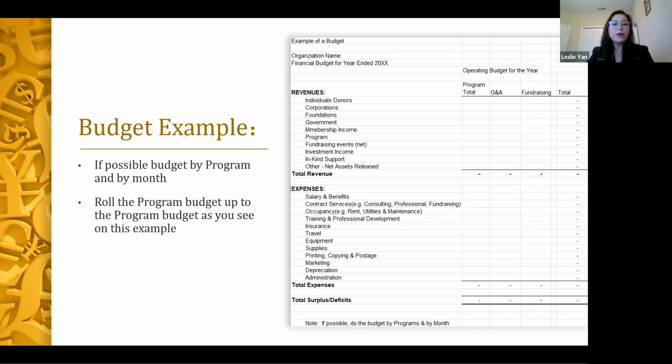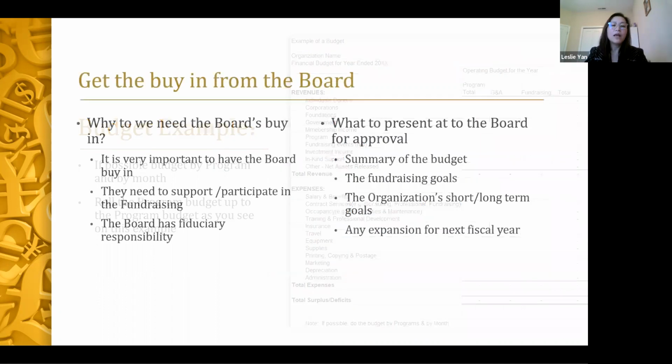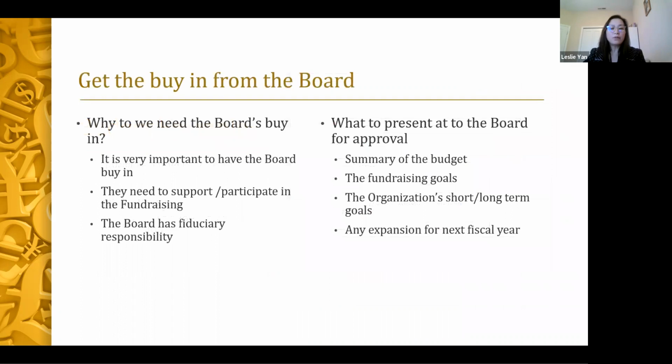It is very important to get the buy-in from your board. The reason your board needs to agree on the budget is because they need to support the fundraising goals and they need to participate in the fundraising in order to support the organization. The very, very important thing is that they also have a fiduciary responsibility for the organization.